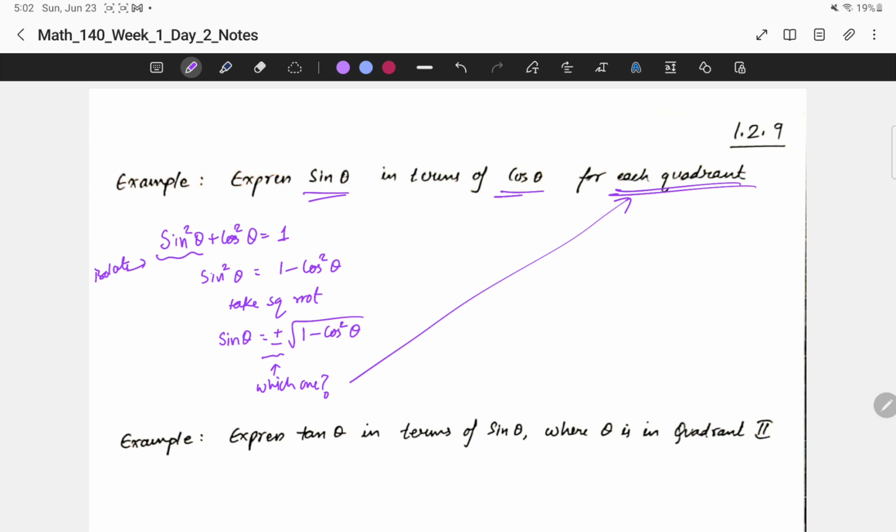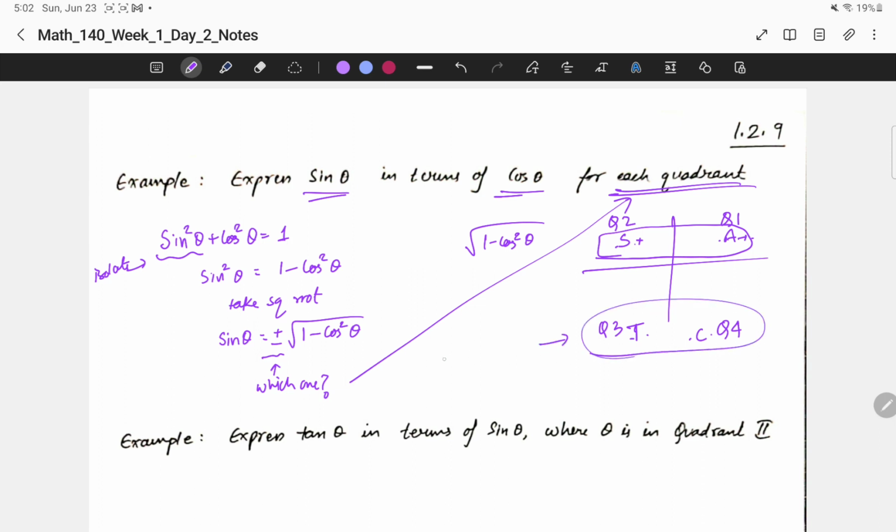Quadrant 1, 2, 3, 4: the rule was quadrant 1 all positive, quadrant 2 sine positive, quadrant 3 tan positive, quadrant 4 cosine positive. So this means that in quadrant 1 and quadrant 2, sine is positive, so we take the positive square root. But in quadrant 3 and quadrant 4, sine is negative, so we take the negative square root. So in quadrant 1 and quadrant 2, sine theta equals the square root of 1 minus cosine squared theta. In quadrant 3 and quadrant 4, sine theta equals the negative of the square root of 1 minus cosine squared theta.